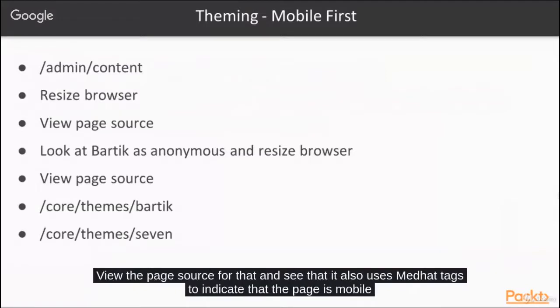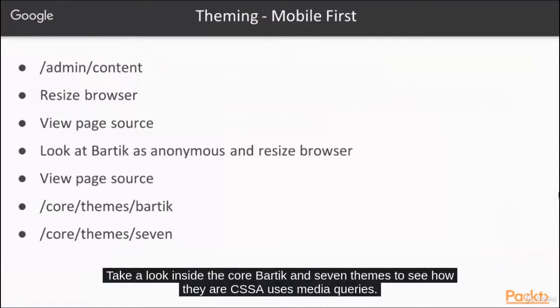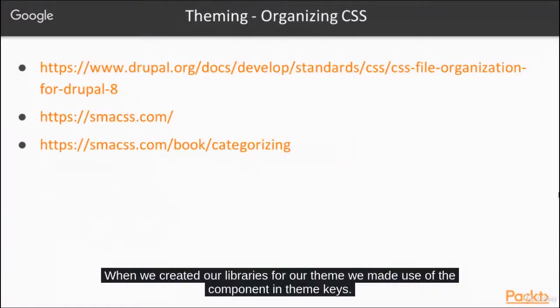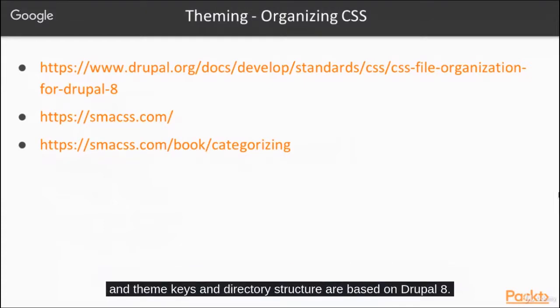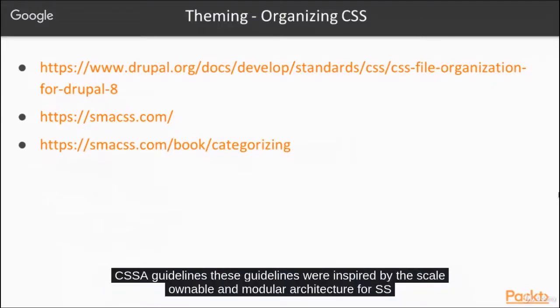View the page source for that and see that it also uses meta tags to indicate that the page is mobile friendly. Take a look inside the core Bartik and 7 themes to see how their CSS uses media queries. When we created our libraries for our theme, we made use of the component and theme keys. When you look at the CSS folder in the 7 theme, you will see folders for base, components, layout, and theme. The keys in directory structure are based on Drupal 8's CSS guidelines.